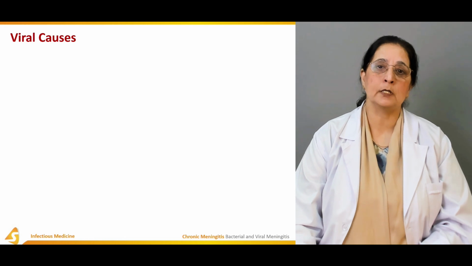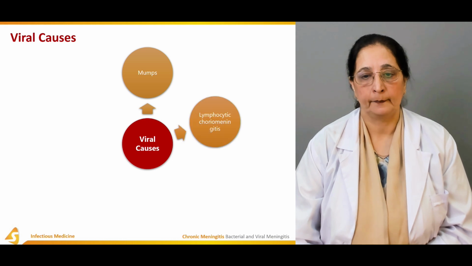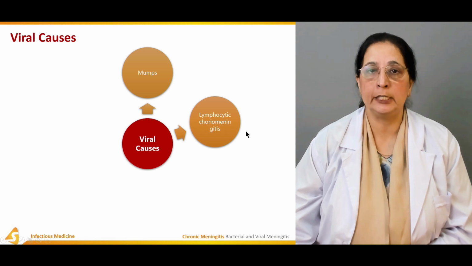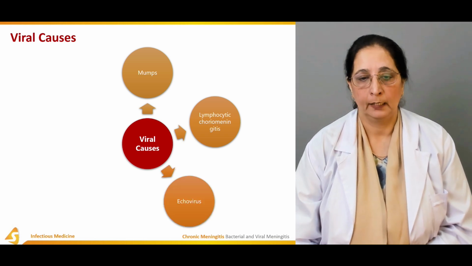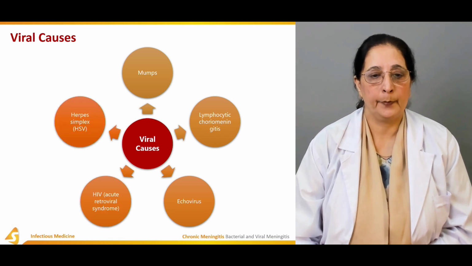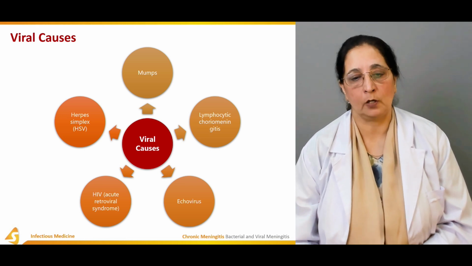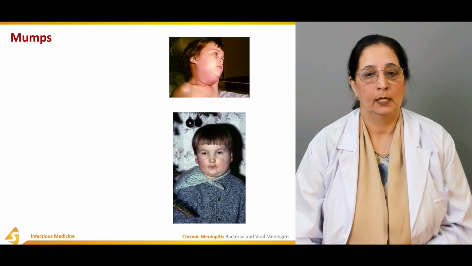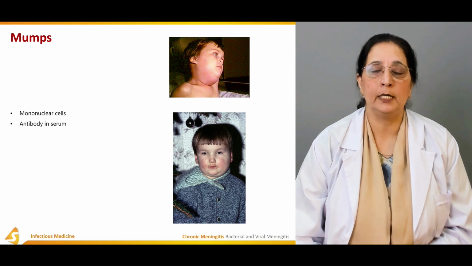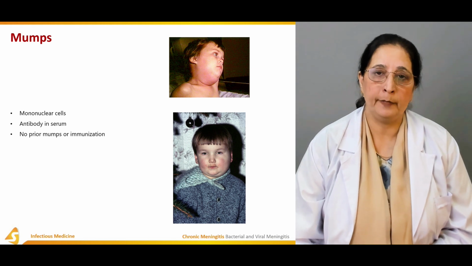Then some viral causes that can cause chronic meningitis. We have mumps, lymphocytic choriomeningitis (LCM), echovirus, HIV, and herpes simplex virus. So these are some common viruses that can cause infections. Mumps: mononuclear cells, antibody is present in the serum, no prior mumps or immunization.